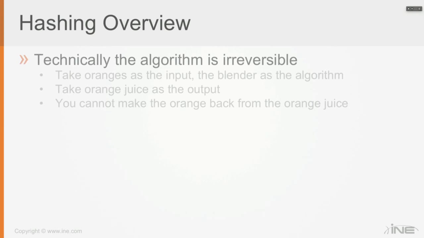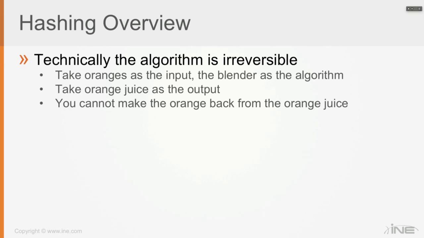Now, because it's a one-way function, technically speaking, the algorithm is irreversible. A well-known comparison is with orange juice. Take the oranges as the input and the blender as the hashing algorithm, MD5. Instead of data being the input, you take oranges as the input and put them in the hashing algorithm, which is the blender. And the result is going to be the orange juice, which in the computer world is the fixed-length hash.